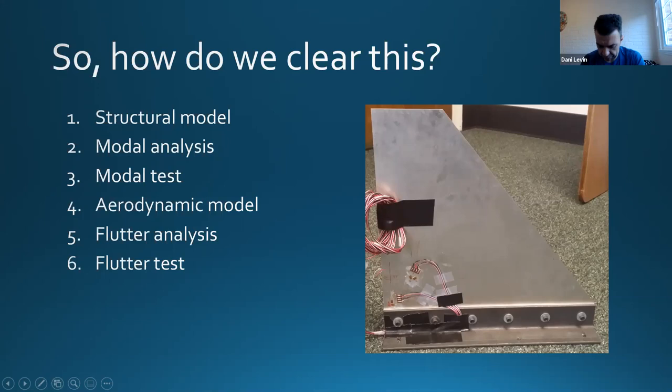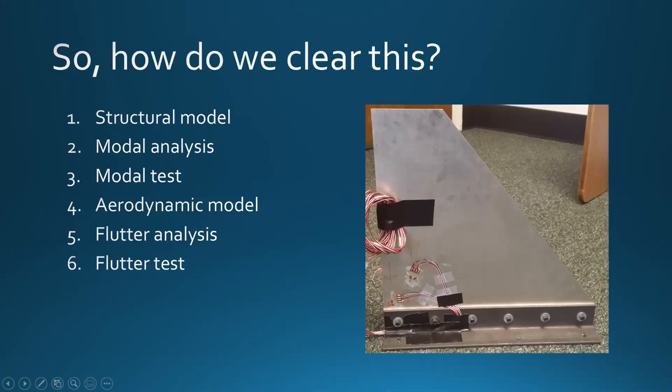Are those strain gauges on your delta wing? There are, yeah. We will see in three slides why they are there and what we can expect from them. Any other questions?